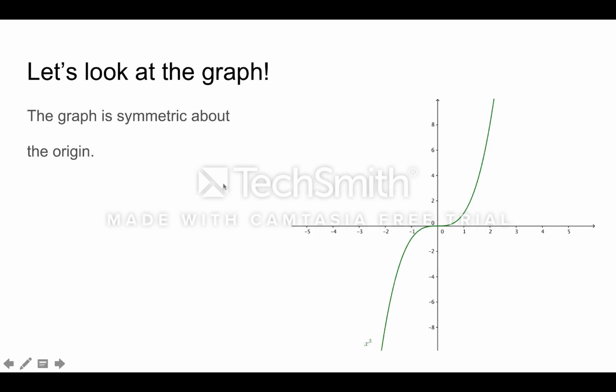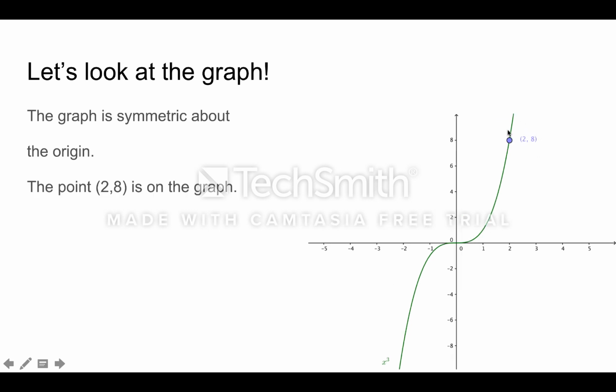Odd functions are symmetric about the origin. Any point that we have up here in quadrant 1 also exists down here in quadrant 3, reflected about a line through the origin. So the point (2, 8) is on this graph. 2 cubed is 8. Since it's odd, if I replace that 2 with a negative 2, if I come over here, I should also have to change the y value to a negative 8.